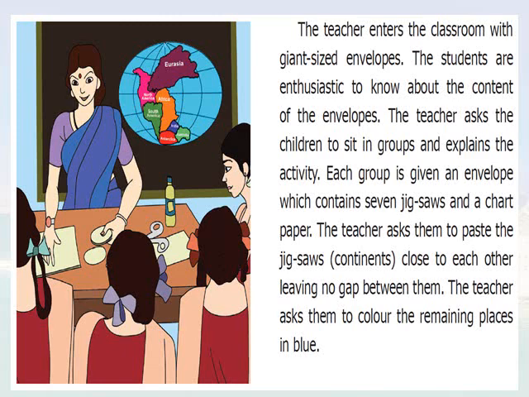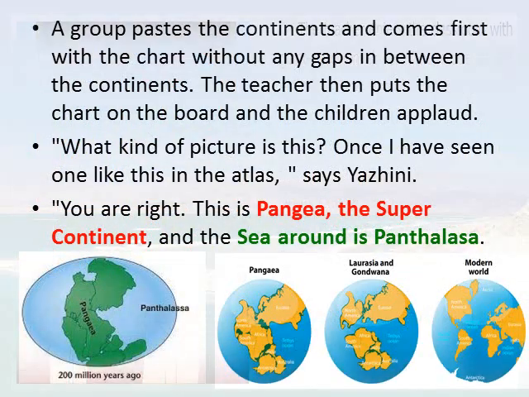A group, dear children, pastes the continents and comes first with the chart without any gaps in between the continents. So one group has come and they are bringing a chart without any gap and the continents are stuck together. The teacher then puts the chart on the board and all the children applaud. The teacher displays it on the board and the children are very happy. They all clap their hands.